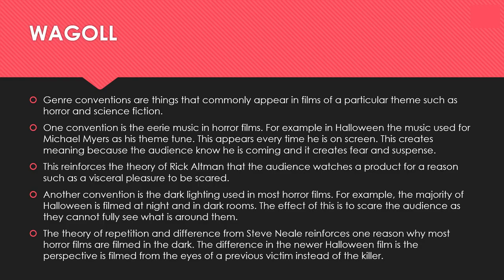So you start off by saying something to do with what the question is. So in this particular case, it was about genre convention. So I've just said what a genre convention is straight away. Then I've given an example and then a specific example from a film, Halloween, and basically said what the effect is. Then I've put the theory in about Rick Altman, audience pleasures, and said how that applies to this particular film.